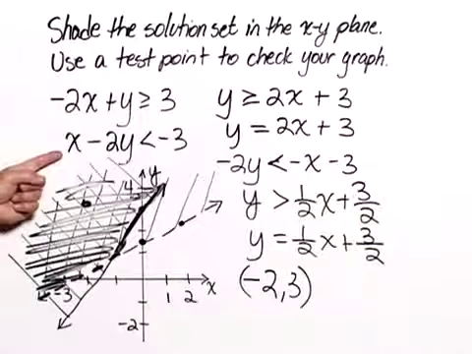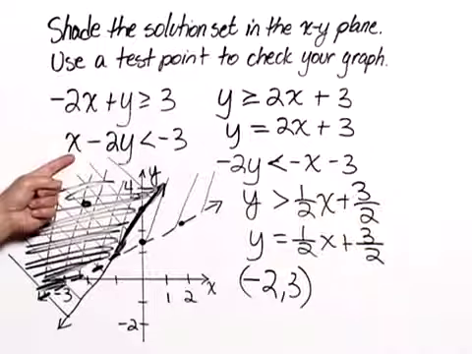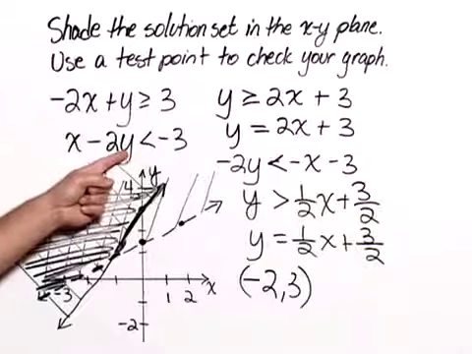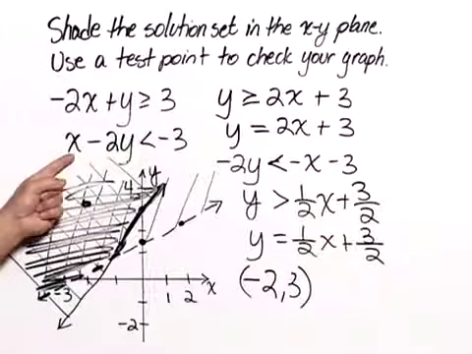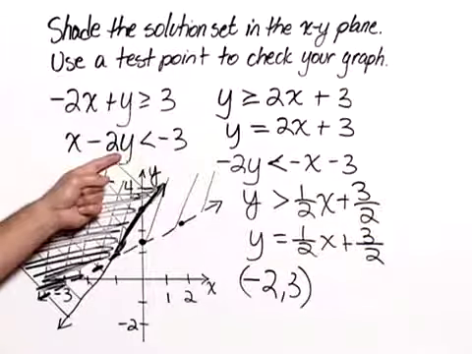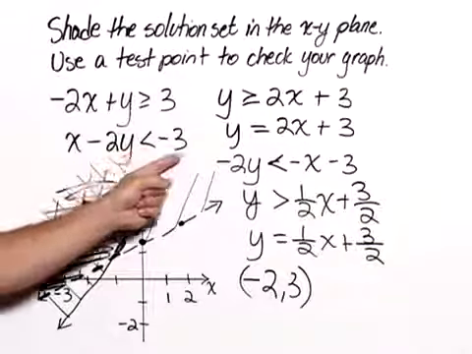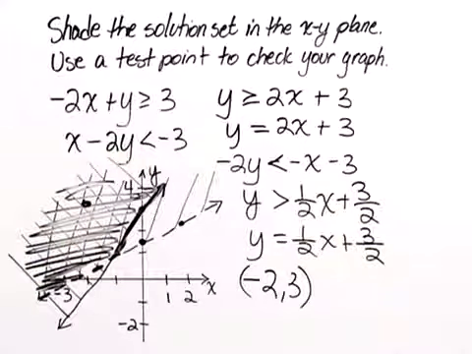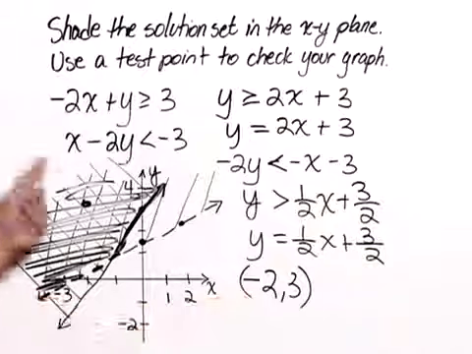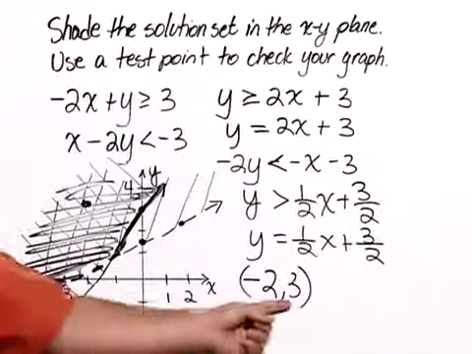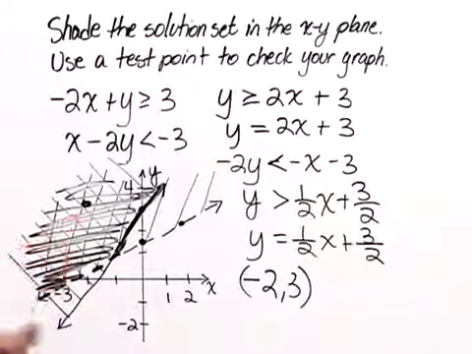For the second inequality, we substitute -2 for x, +3 for y. 2 times 3 is 6. So we have -2 minus 6, which is -8, and that's certainly less than -3. And so the test point also satisfies the second inequality. So we've used -2, 3 to check our graph, and we have shaded in the correct part.